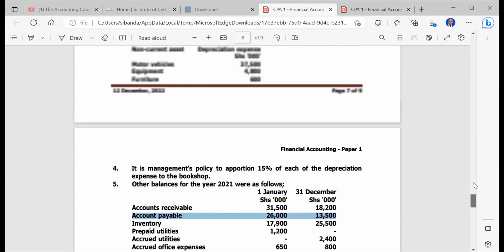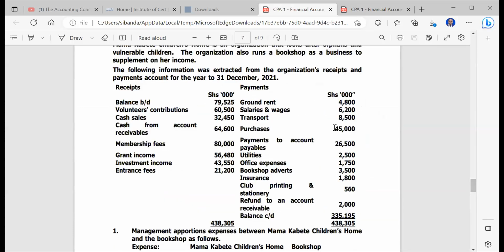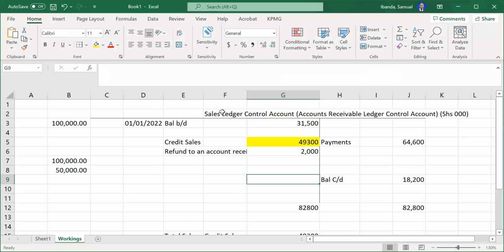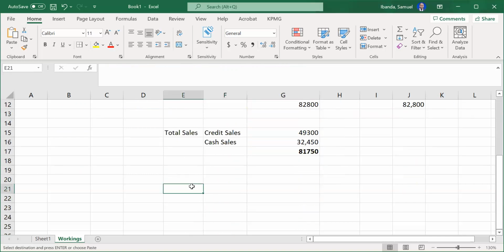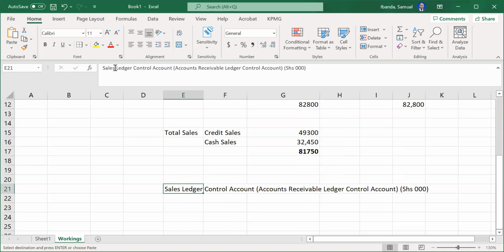So it means that this 45 that you have in the receipts and payments are only those purchases that were paid using cash. But that is not all, because you have credit purchases. So to determine my credit purchases, I'm going to draw up what I'm going to call my purchases control account, or purchases ledger control account.